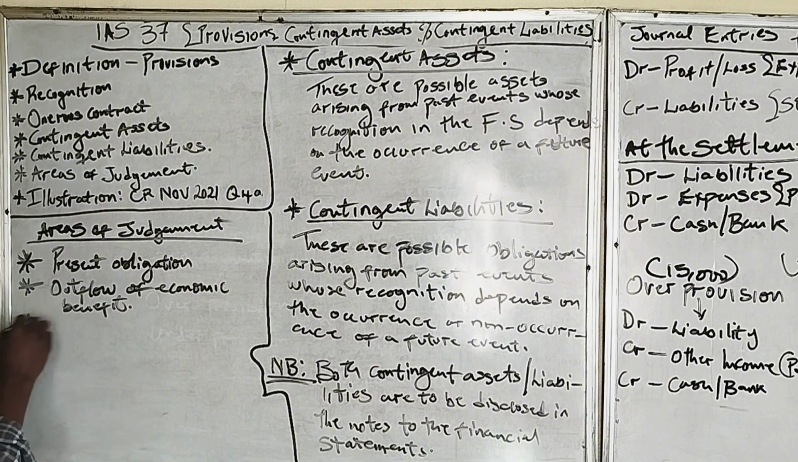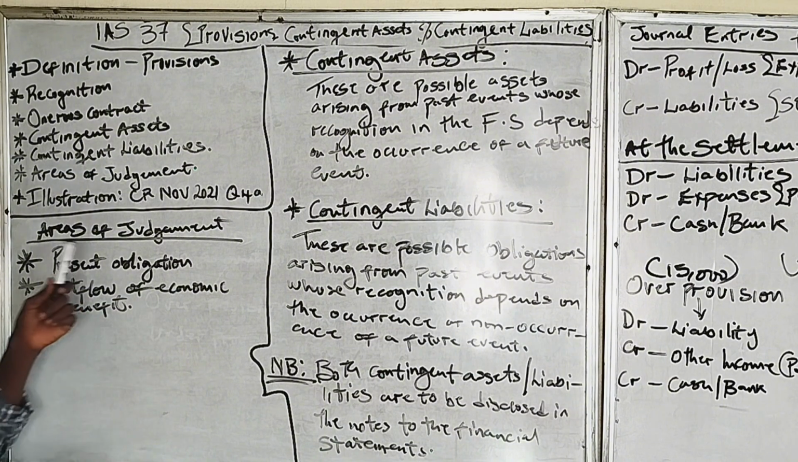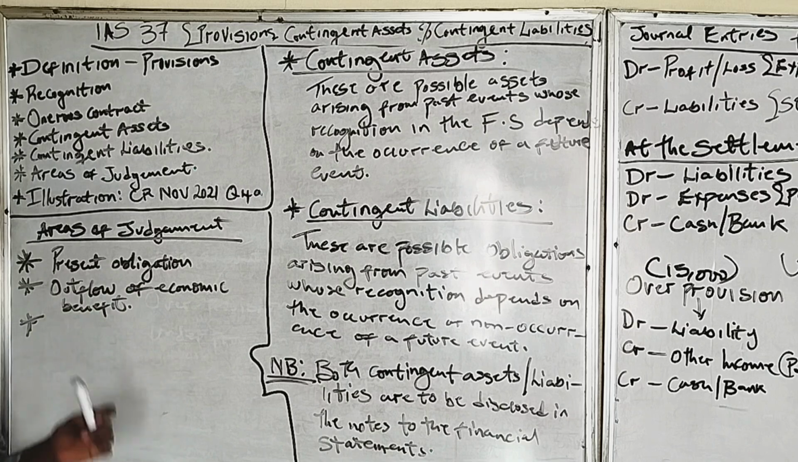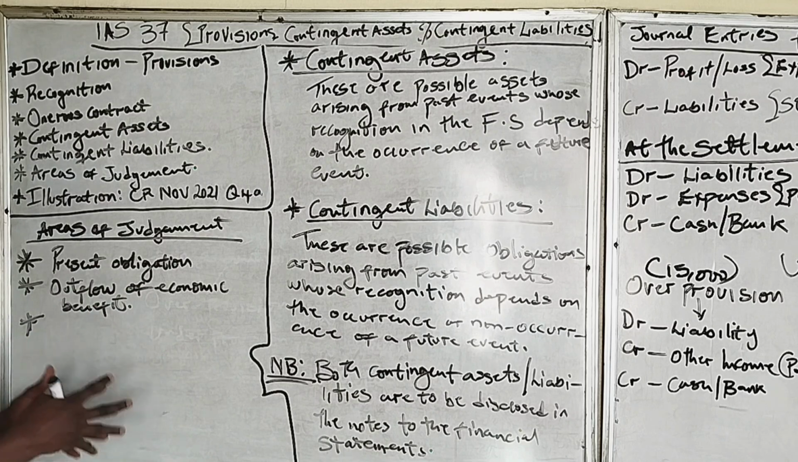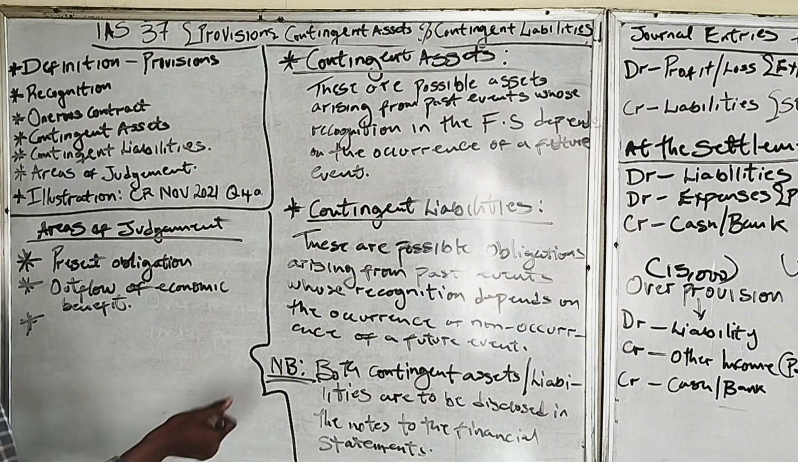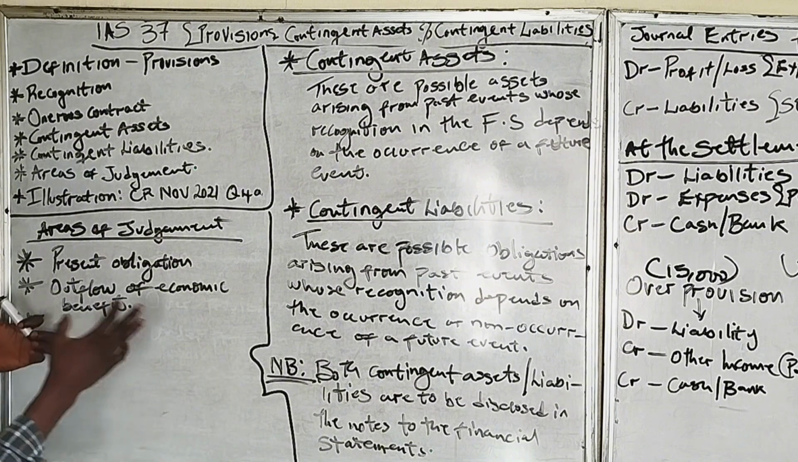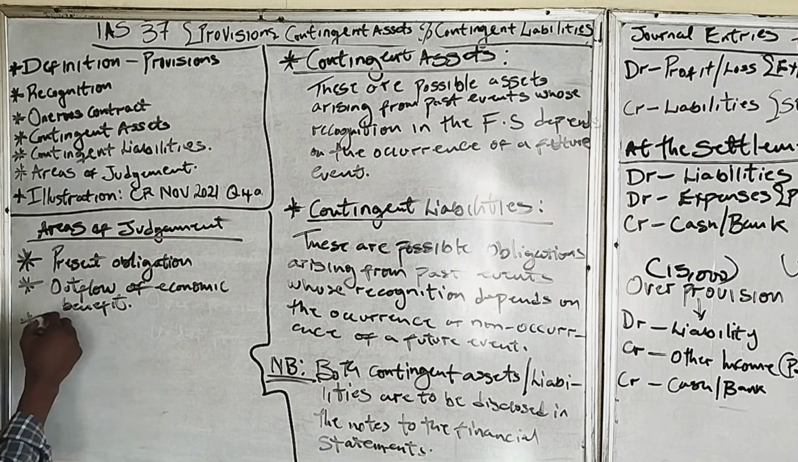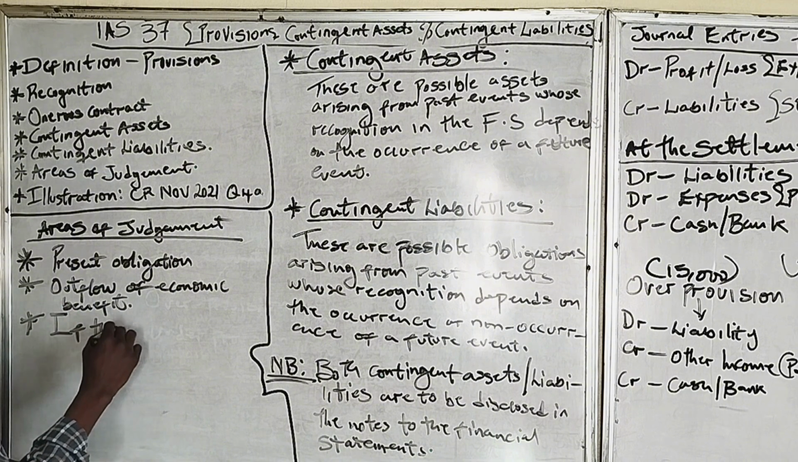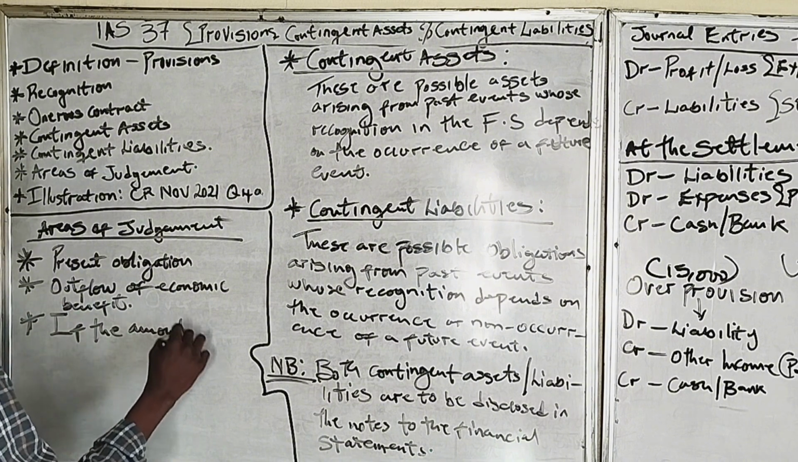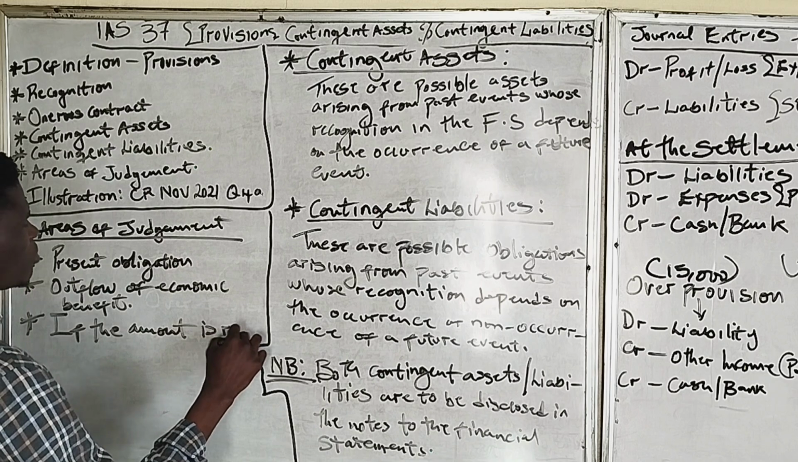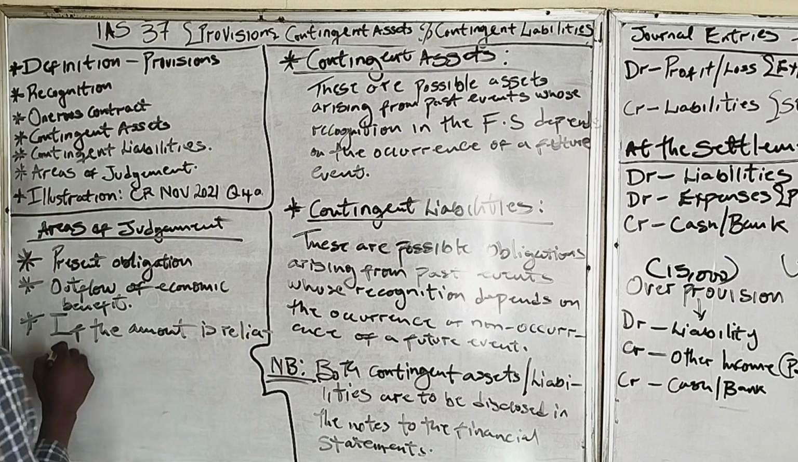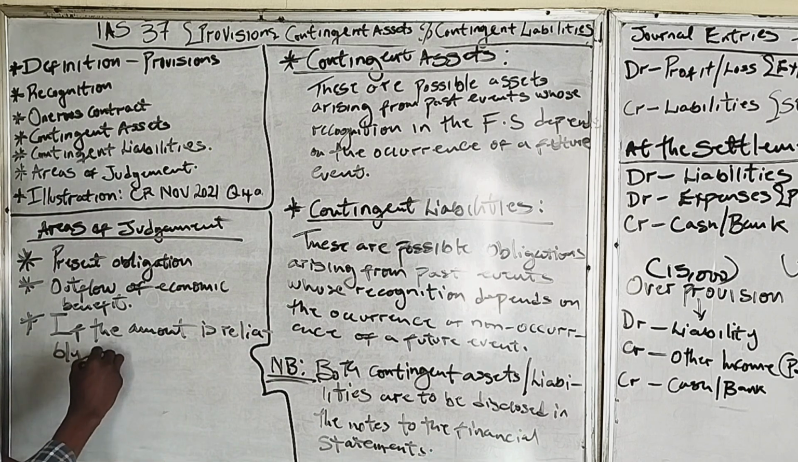And lastly, you should be able to determine if the provision is reliably estimated. That's the amount which is set aside for this provision, if it is reliably estimated. So before you can recognize all of this, you as the professional accountant should be able to ascertain all this particular information. So it should be noted, you should be able to ascertain if the amount is reliably estimated.